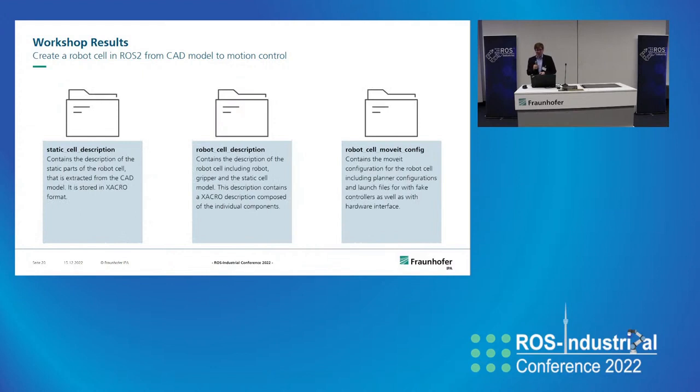So in total, what we're going to create there is a few packages. We have the static cell description, which we are going to export from the CAD program. Then we have the robot cell description, which is the composed model consisting of the robot cell, the robot itself, and the gripper. And finally, we have the robot cell MoveIt config, which is the motion controller configuration. And that's what we're going to show. And with that, I want to hand over to my colleague, Ragesh, who's going to do the presentation here.